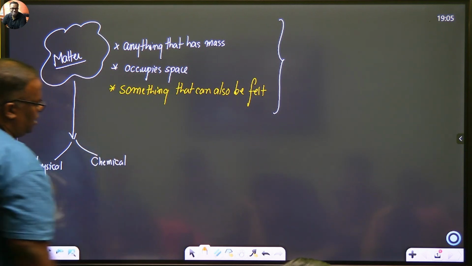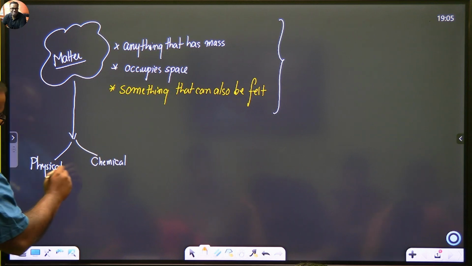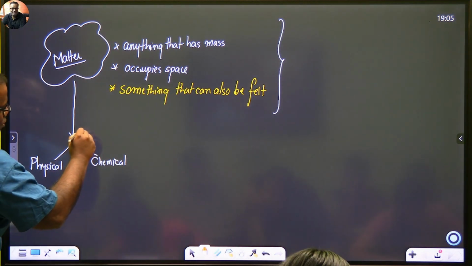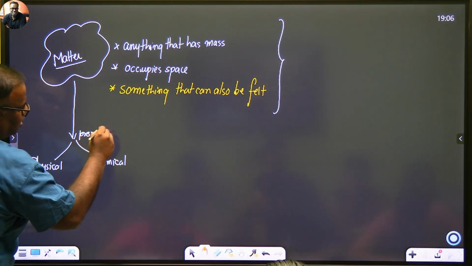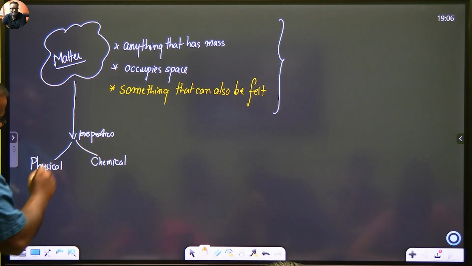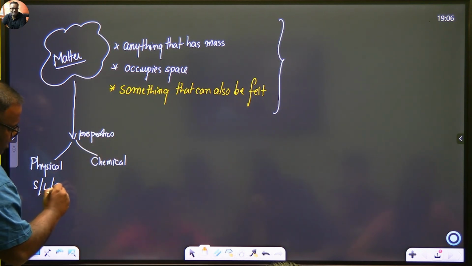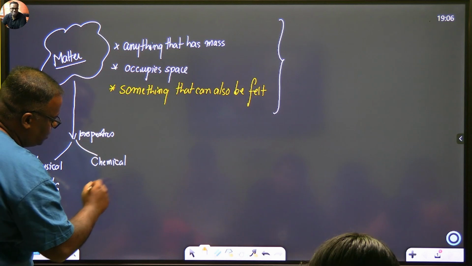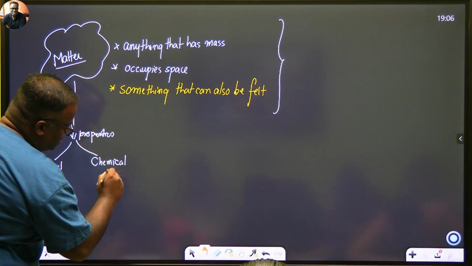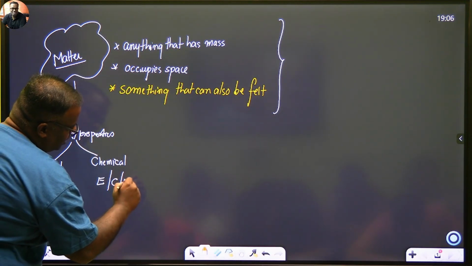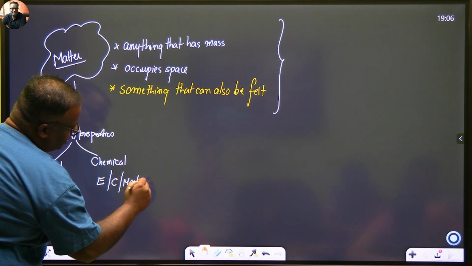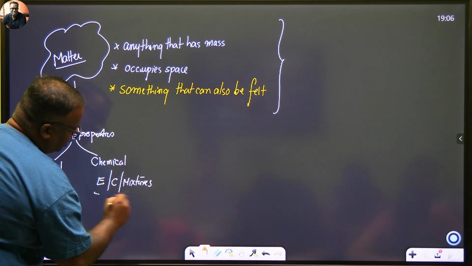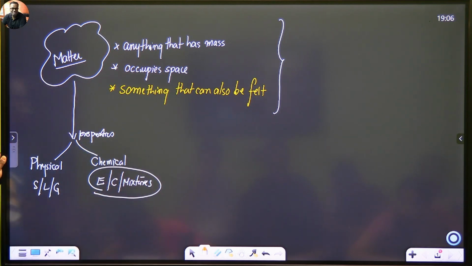When we talk about the physical properties, these are the properties of matter. In physical properties, matter is usually classified into solid, liquid and gas, and that is the later course of the chapter. And when we talk about chemical properties, we'll be talking about elements, compounds, and something called mixtures. In this chapter, we will not be diving into that at all. This is something which we will take up in chapter number 2.